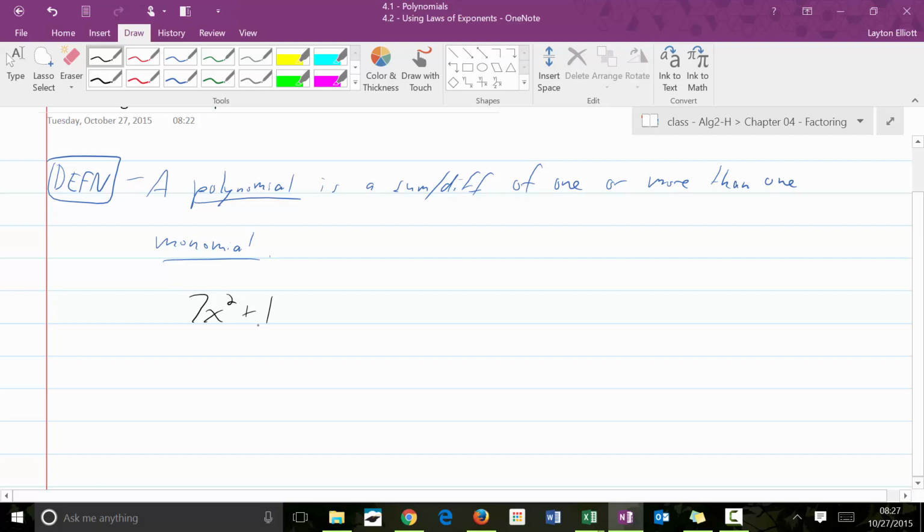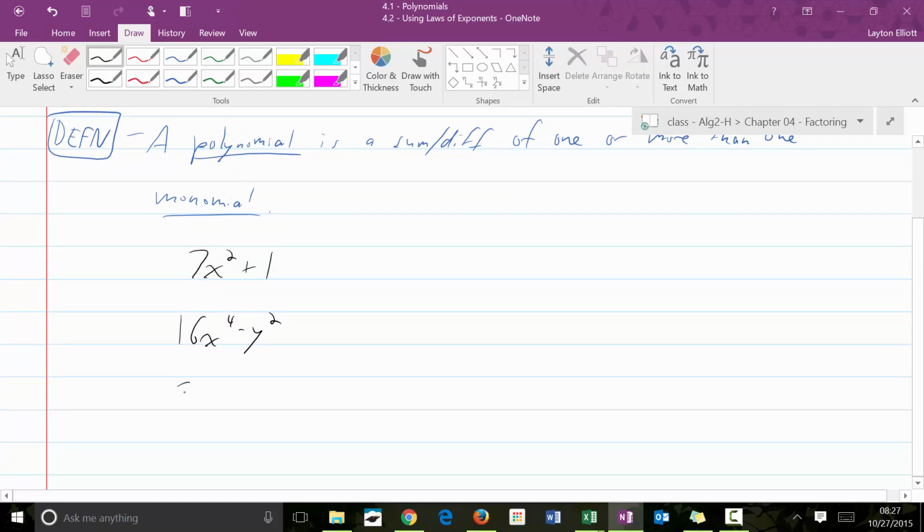This is a polynomial, 7x squared plus 1. Here's another one, 16x to the fourth minus y to the second. Or if I have something like 7xy plus 49x. Those are all examples of binomials. They have two terms, but they are polynomials. And in math, when we talk about polynomials, we can even mean a monomial. 10x to the second is under the family of polynomials, even though it's a monomial.